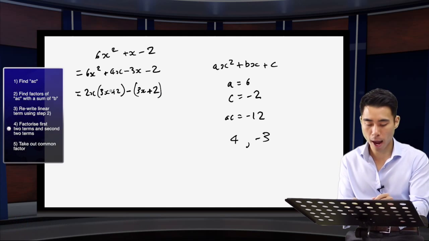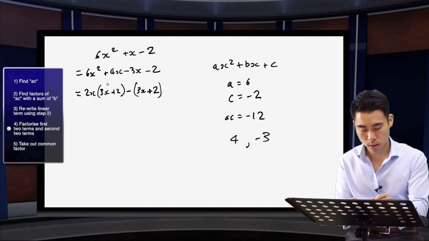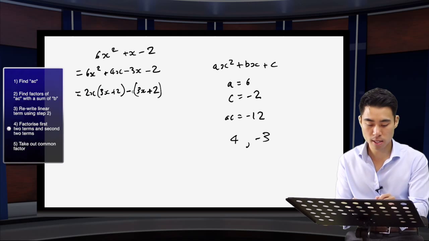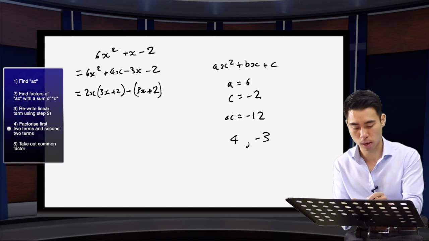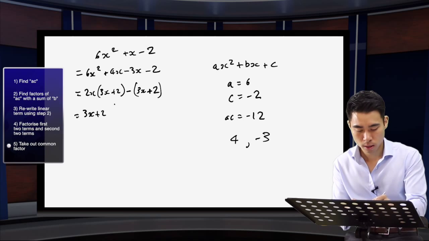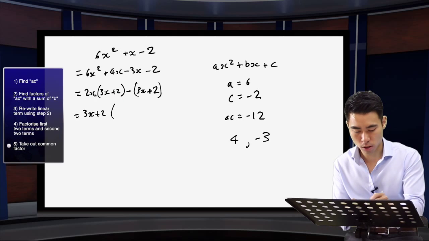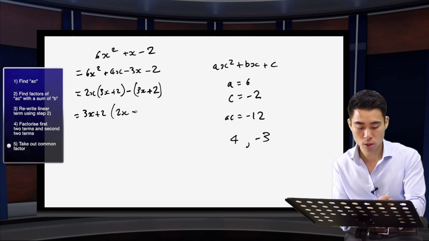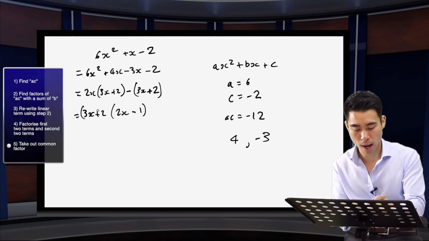Now if you look here, in this first block here, I have a 3x plus 2, and in this second block here, I also have a 3x plus 2. What you can do is take out a common factor to both of those two blocks. Okay, what times 3x plus 2 gives me this first block here where it's 2x. What times 3x plus 2 gives me this block here. And remember there's a minus 1 there. So your minus 1 goes in there. And that is fully factorised.